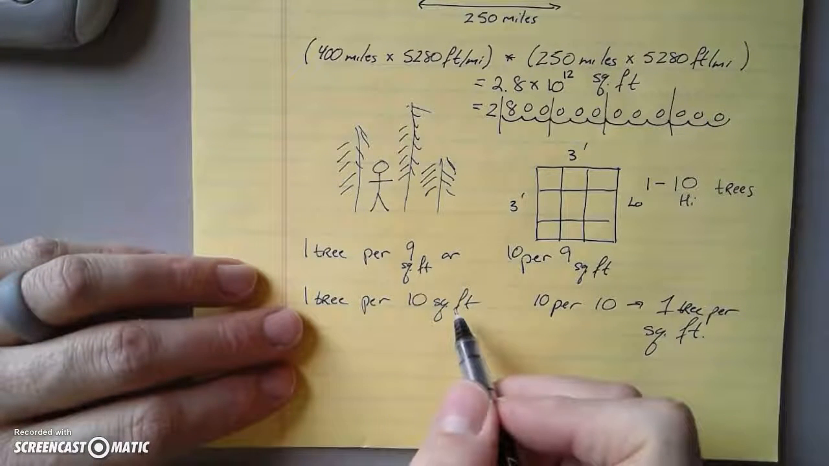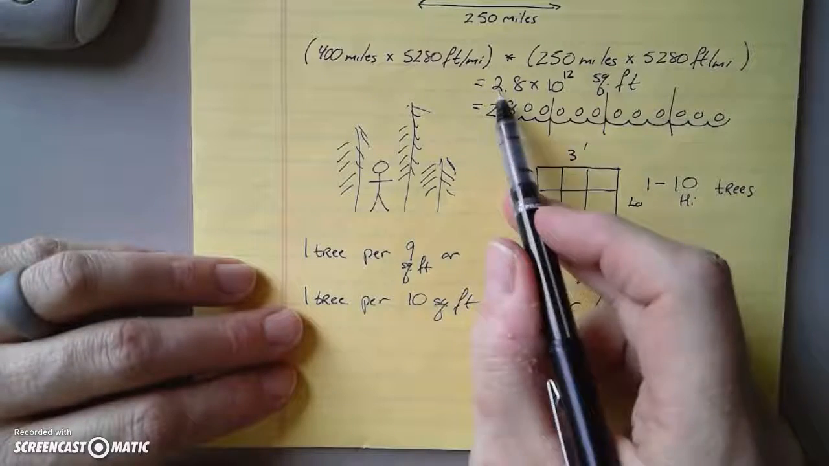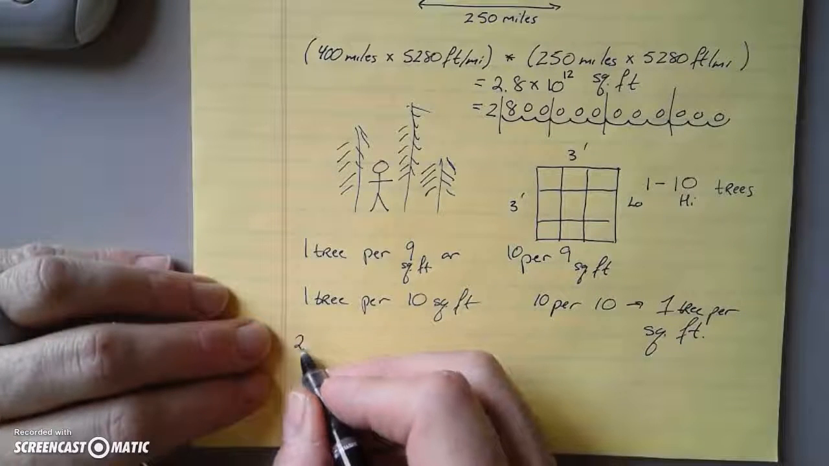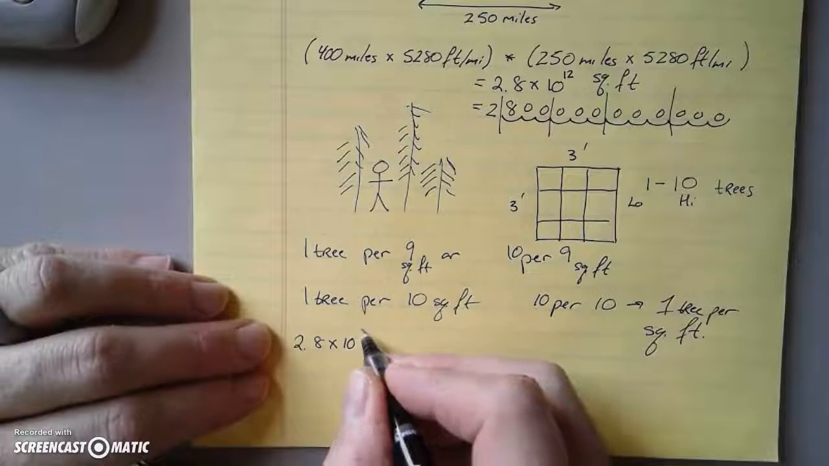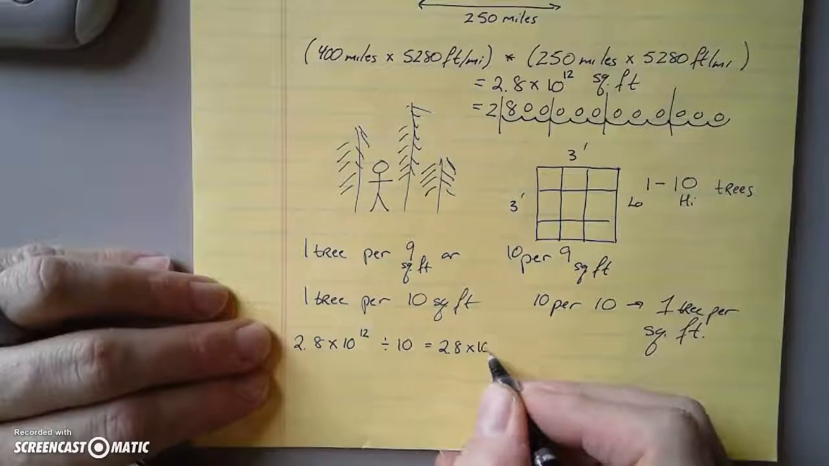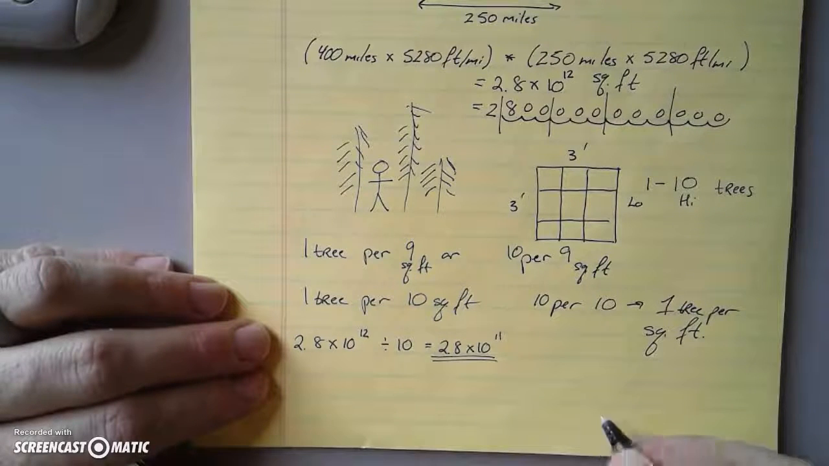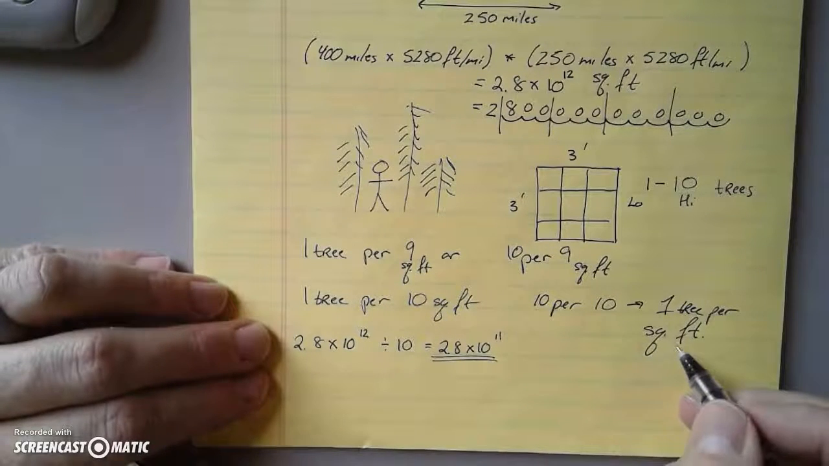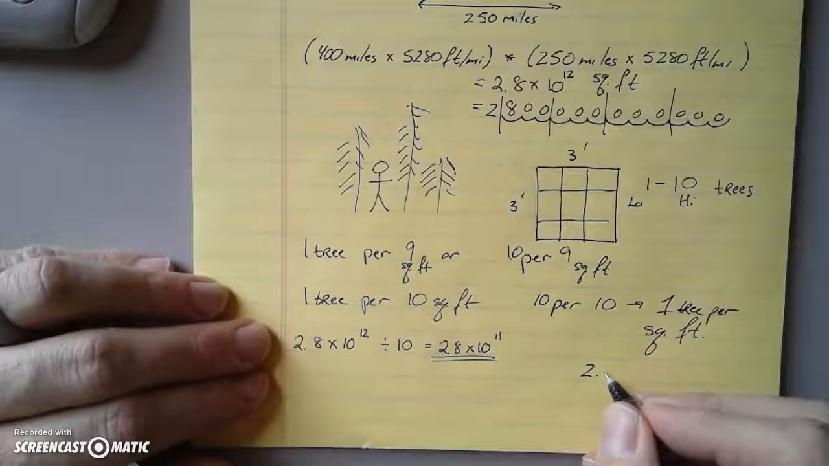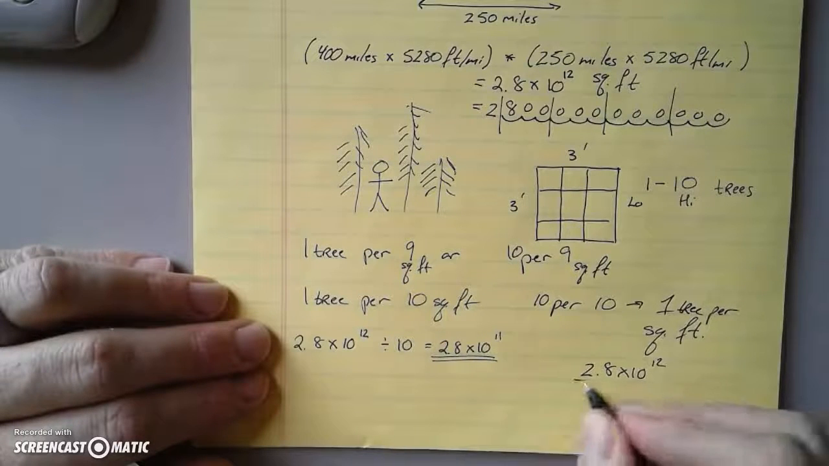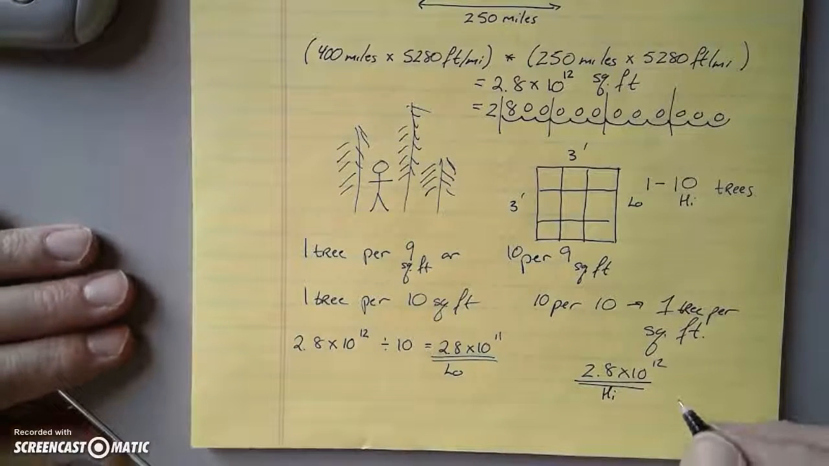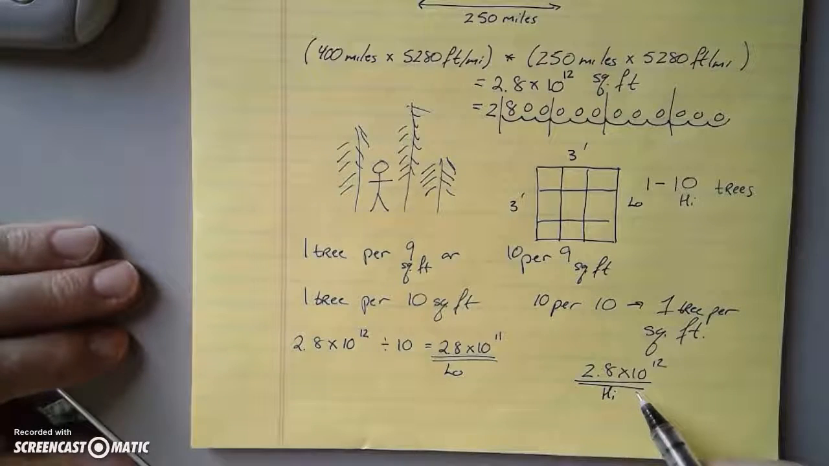So if it's 1 tree per 10 square feet, I can divide all these square feet by 10 to get the number of trees. Well, 2.8 times 10 to the 12 divided by 10 will give you 2.8 times 10 to the 11. And if there's 1 tree per square foot, then this would be the number of trees: 2.8 times 10 to the 12. So this would be my low, this would be my high. And that's not too bad. So hundreds of billions or trillions.